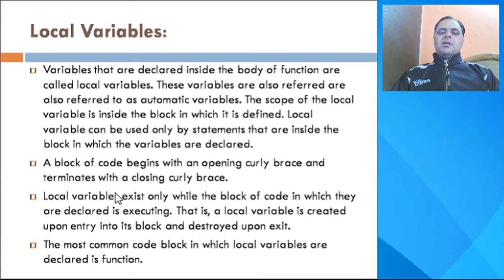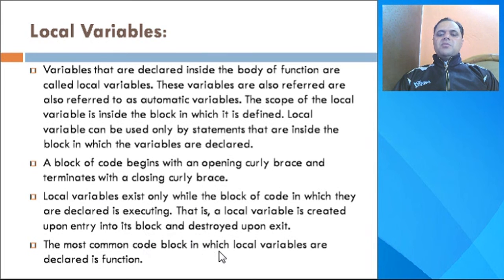So a variable defined in that block has its life in the whole block, from the open curly brace up to the close curly brace. So local variables exist only while the block of code in which they are declared is executing. That is, a local variable is created upon entry into its block and destroyed upon its exit. So when our program starts executing and reaches that block, that local variable gets activated, and when control gets out of the block, the variable gets destroyed.